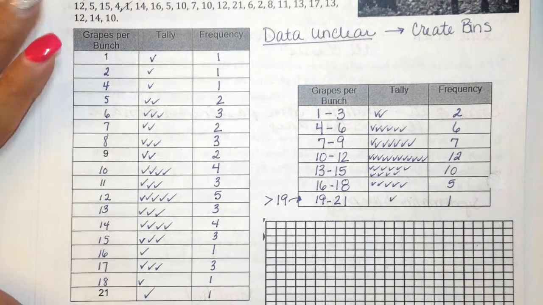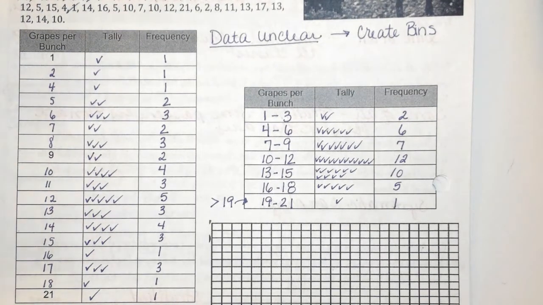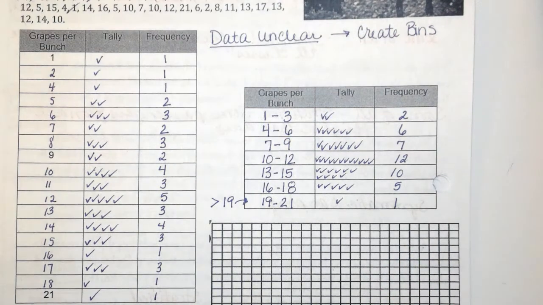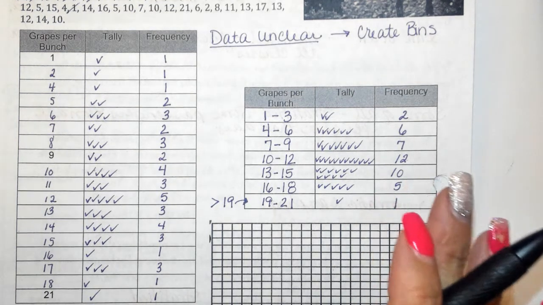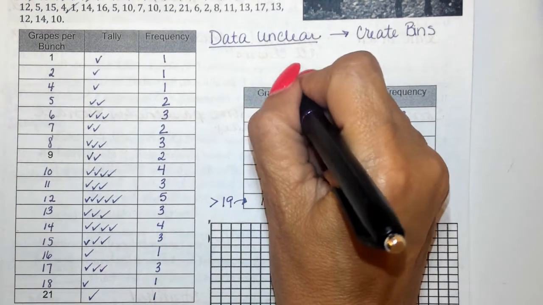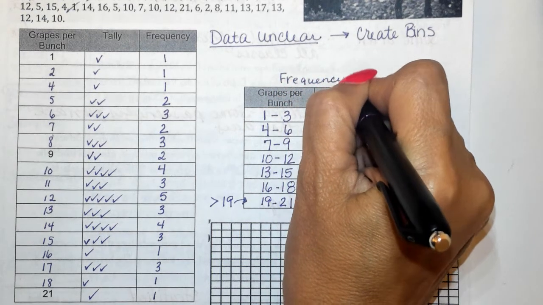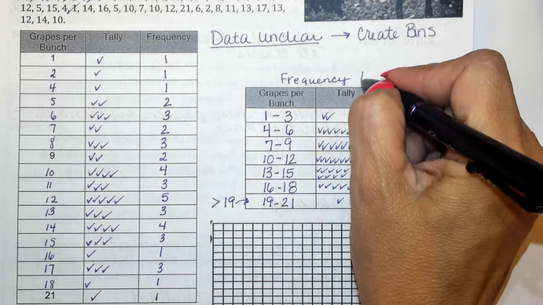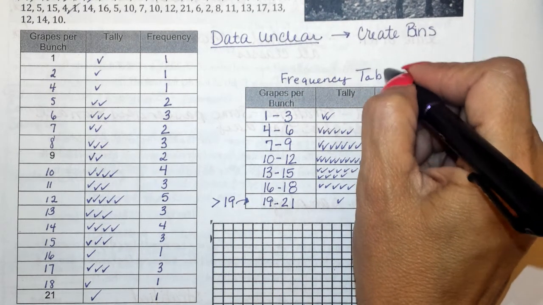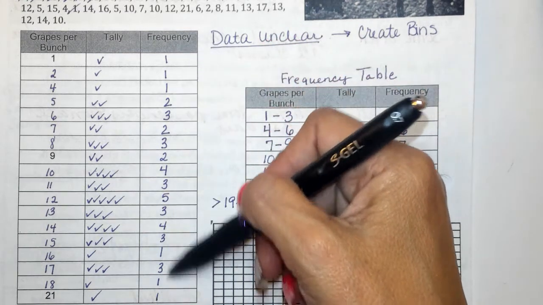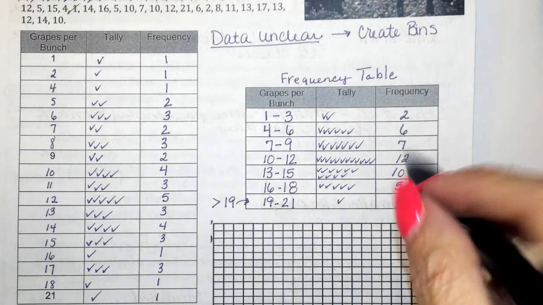So now my data is a little bit different. I can definitely see the bulk of them right here. And I created these bins to put this in. All right, so this is called a frequency table. This one right here. Now they're both frequency tables, but when you put your tally marks and you create the bins, you've got a really nice frequency table. This is a frequency table too. We just didn't create bins on that one.